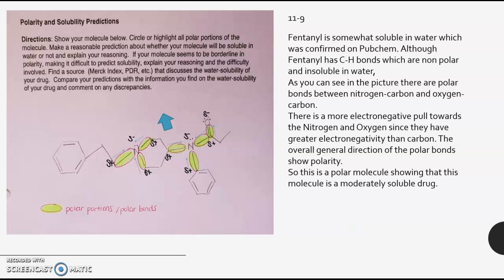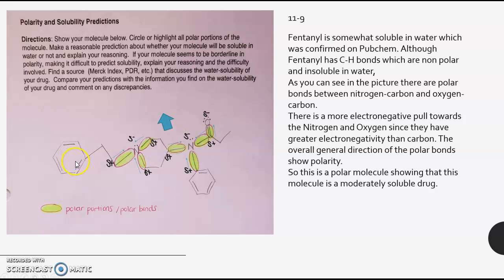The next page is the polarity and solubility prediction, and this is on page 11-9. Fentanyl is somewhat soluble in water, which was confirmed on PubChem, although fentanyl has CH bonds which are nonpolar and insoluble in water.